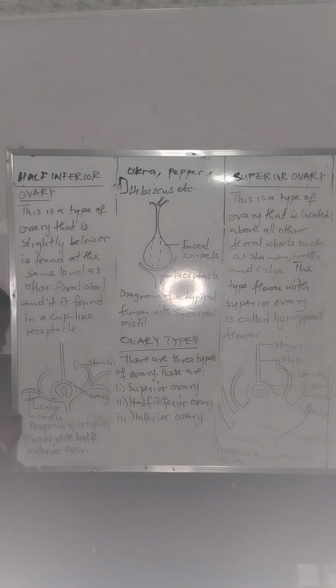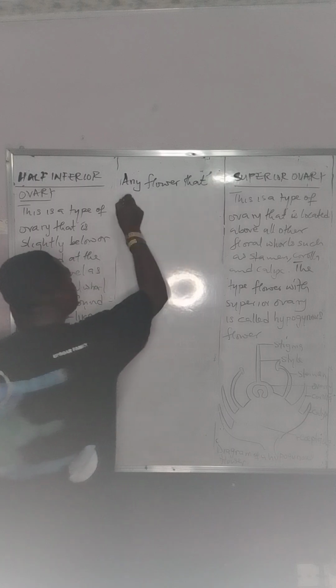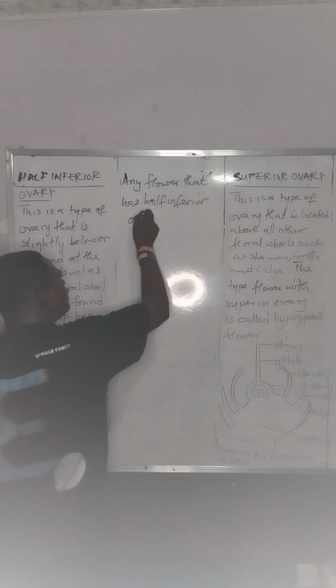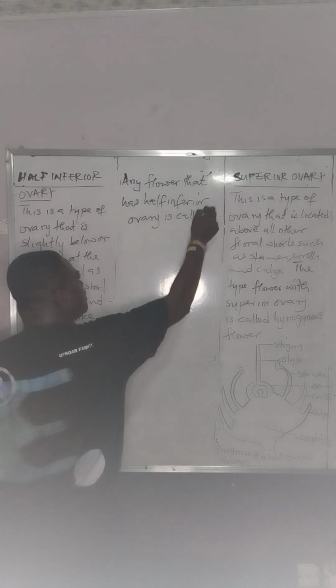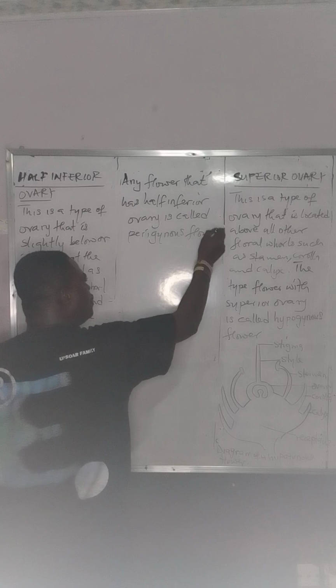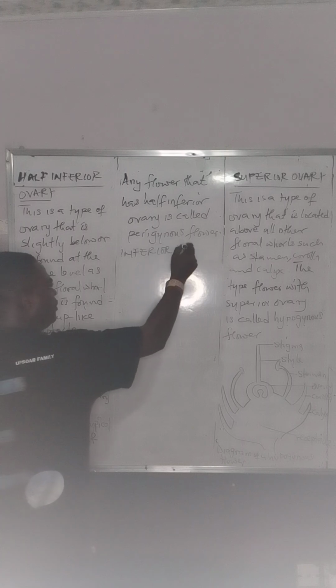Then take note of one thing also, very important. Any flower that has half inferior ovary is called perigynous flower. Perigynous flower. Note, any flower that has half inferior ovary is called perigynous flower. Lastly, quickly, let's talk about inferior ovary.